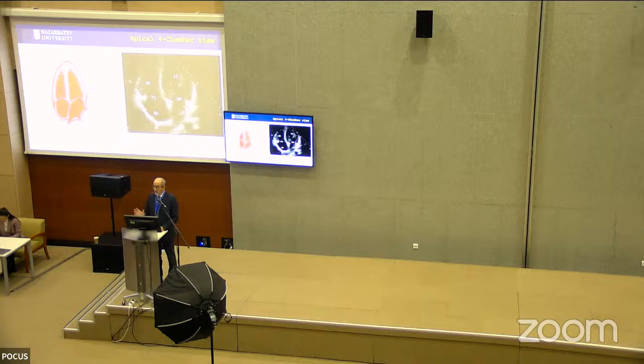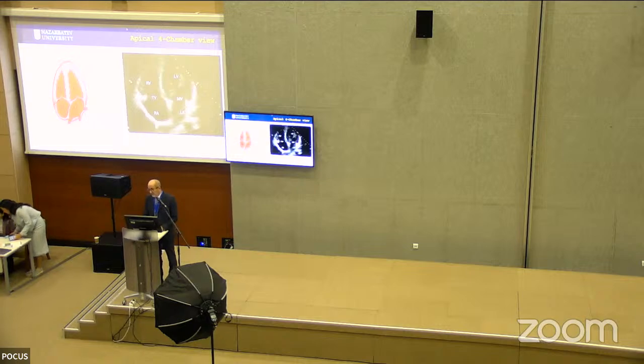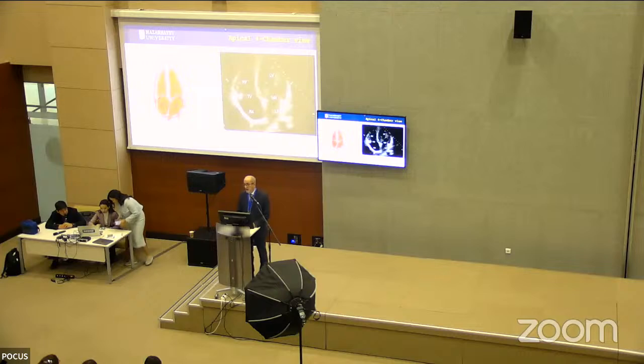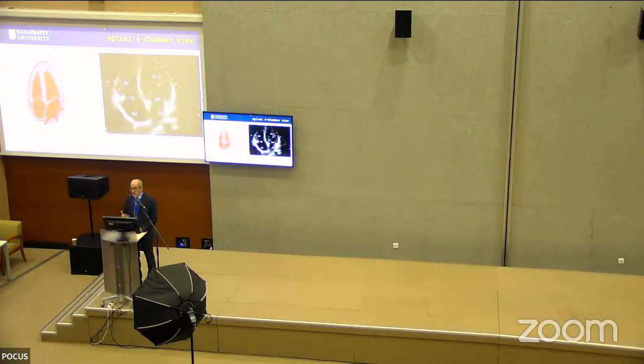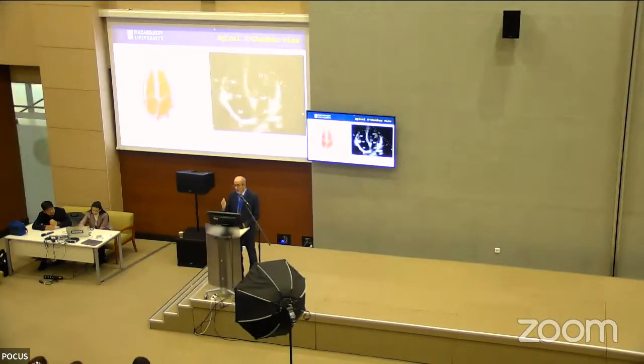And if we now move the probe from the cardiac apex, we may have the four-chamber view showing the left side of the heart, that by convention is displayed on the right, and the right ventricle and the right atrium that is displayed on the left. And we have the mitral valve, the tricuspid valve, and again, by convention, we display the apex on the top and the base of the heart at the bottom.